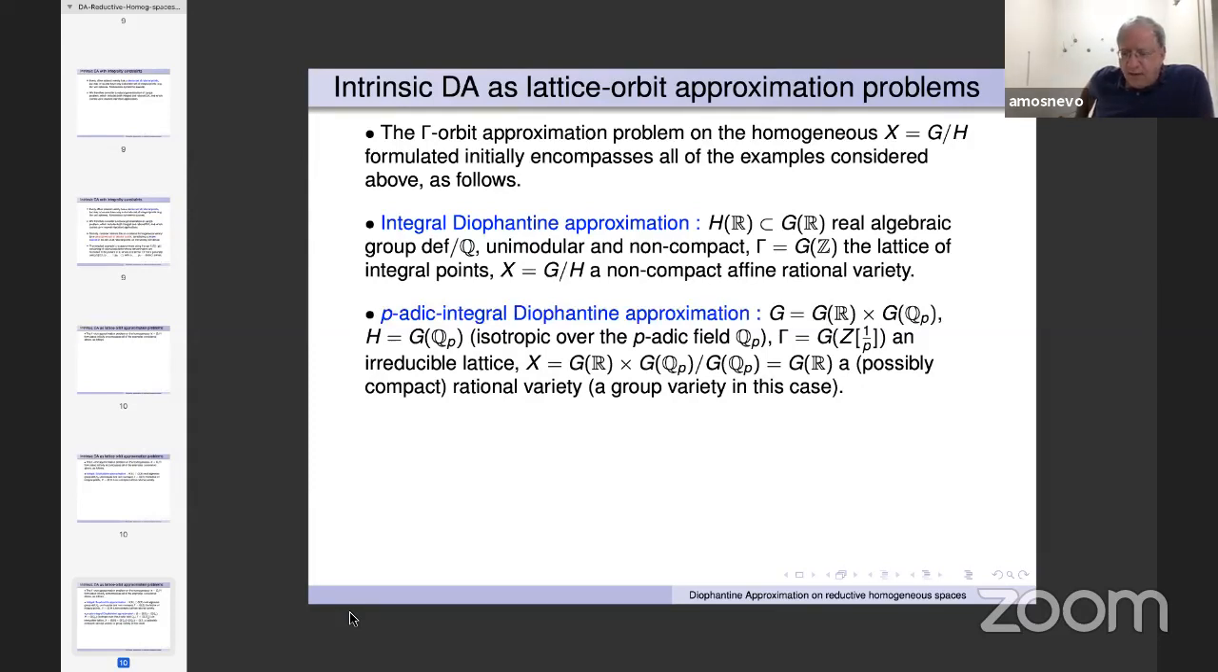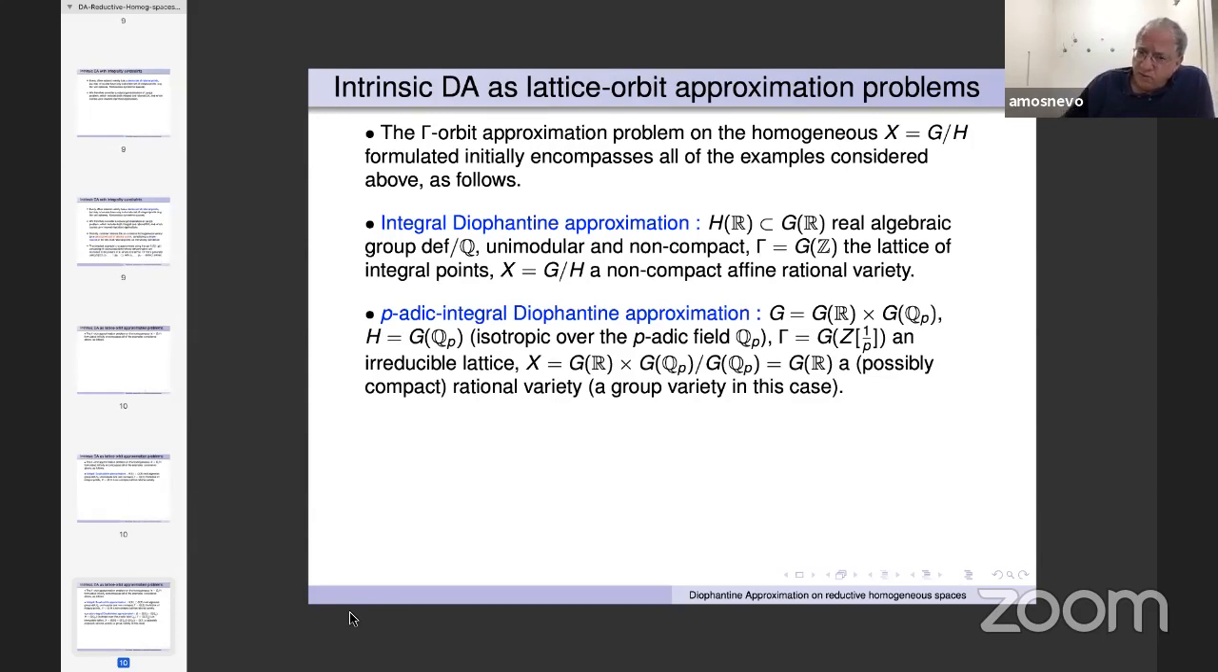Maybe the notation here is not ideal, but here I take some algebraic group and take the real component and the p-adic component, and my group G now is this product. My subgroup H now is one component of this product, namely G(Q_p). And so we assume, of course, that it's isotropic. G, the algebraic group, is isotropic over the p-adic field. And then we have the lattice, which is the group of rational points with coordinates in Z[1/p].